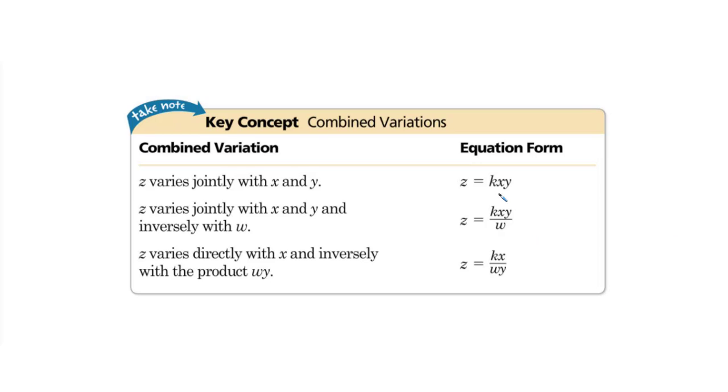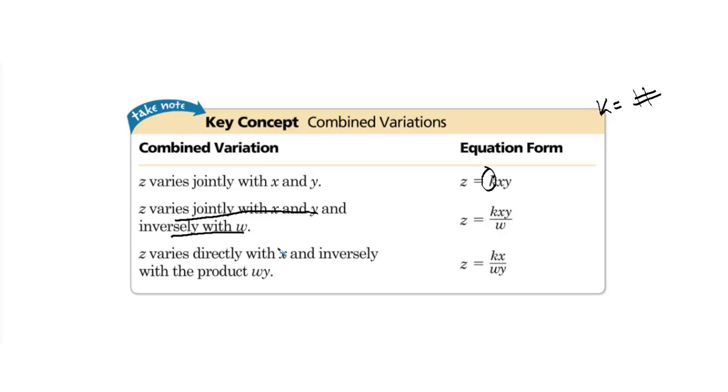Remember that K is a number, and all the others are going to be numbers or variables inside the problem. Anytime it varies jointly with it, that's going to be in the numerator. Inversely, it's going to be in the denominator.